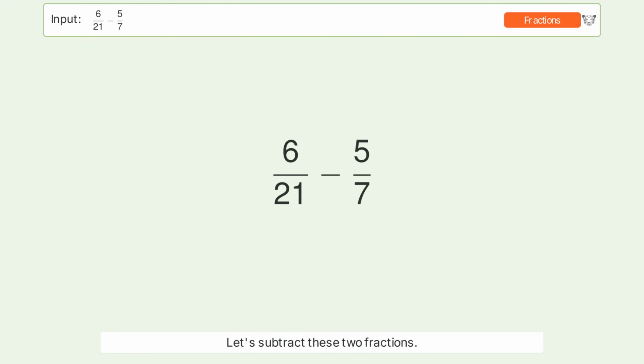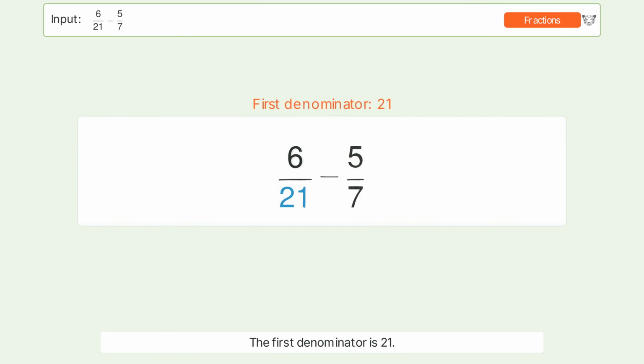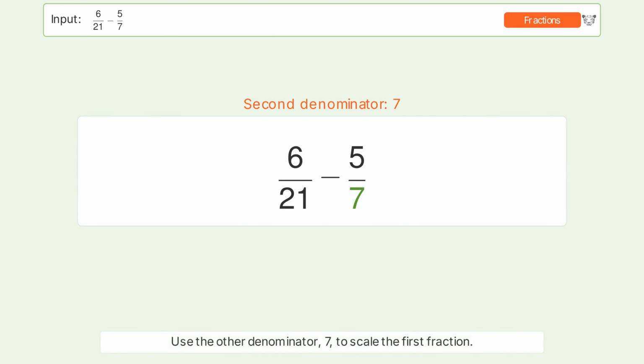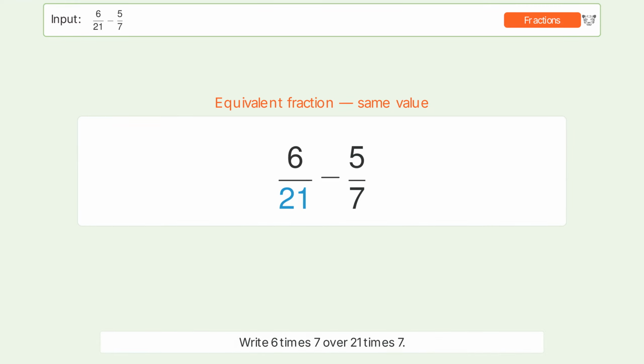Let's subtract these two fractions. The first denominator is 21. The second denominator is 7. Use the other denominator, 7, to scale the first fraction. Write 6 times 7 over 21 times 7. That gives the equal fraction 42 over 147.